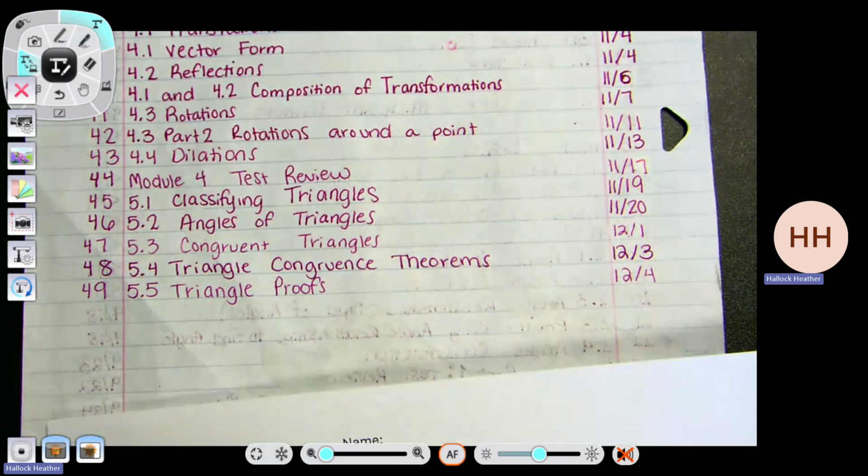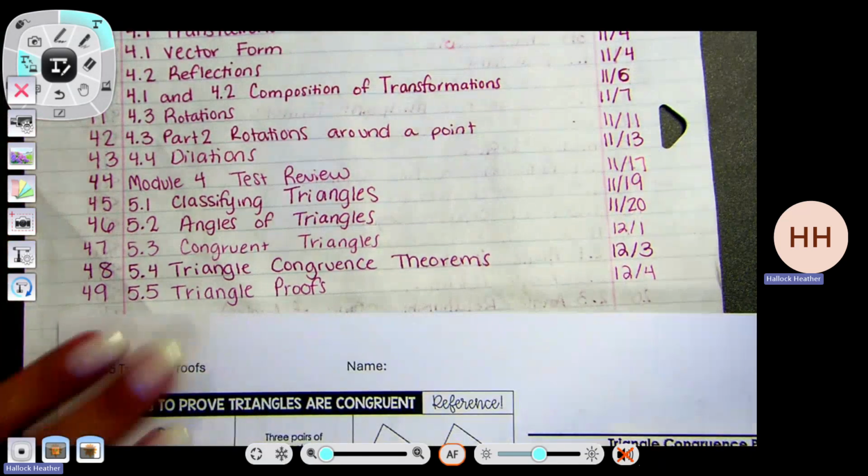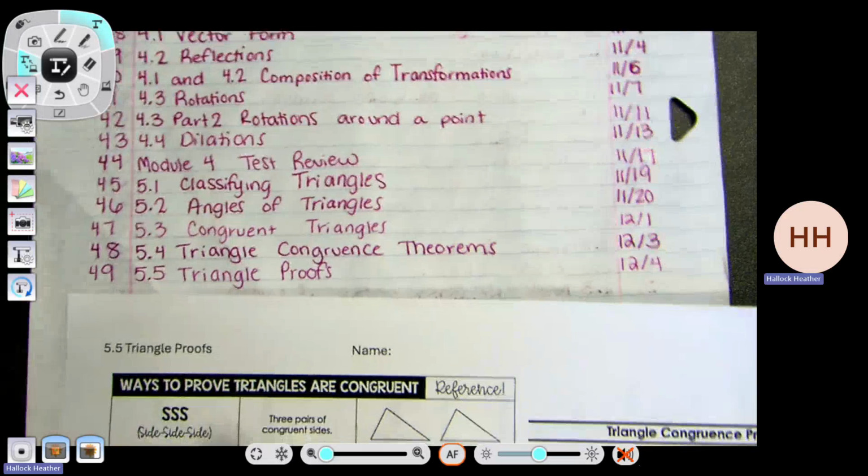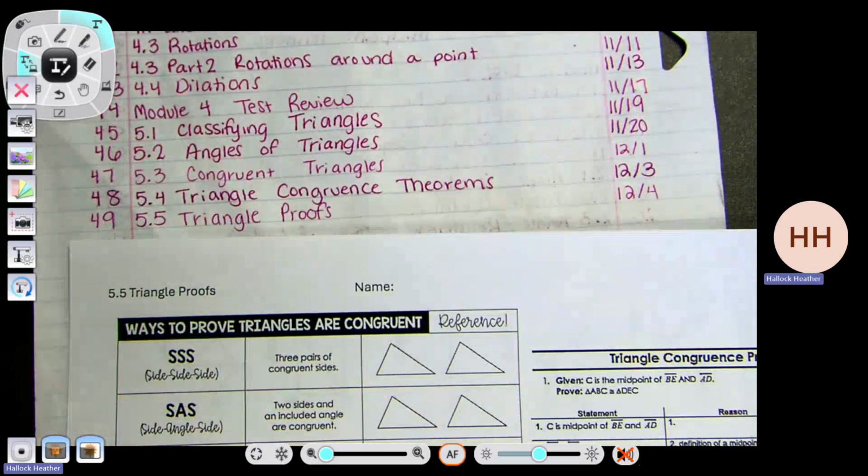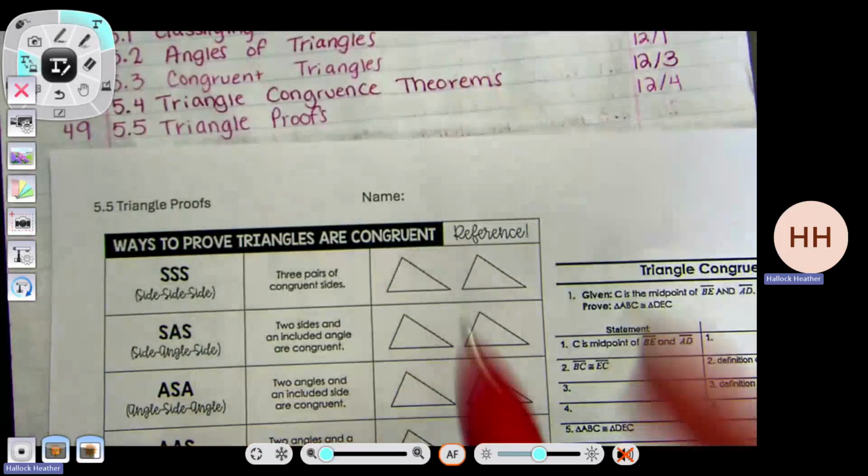We are doing proofs. We learned about two things yesterday that you can add to pictures. The two things you can add are vertical angles. When there's a crisscross and they kiss, they touch in one spot, that's a kiss, they can add vertical angles. If they share a side, that's reflexive property, okay? So that's when you add a side mark. So put 49 on the top of your paper.